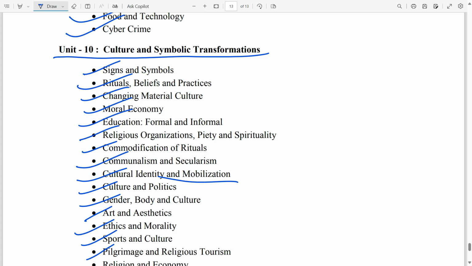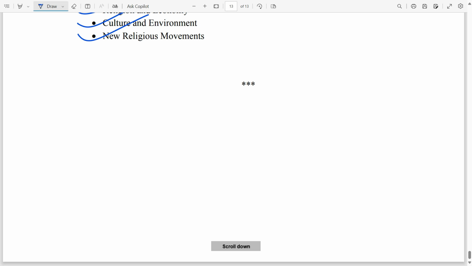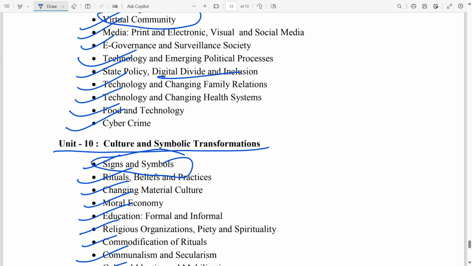So I am not going to tell you the detail about all the topics, because you can see from the names only what culture and politics are. You have to learn these, because this is an introductory lecture, so I can't teach you here the main meaning and definition of all these topics and subtopics. Religion, economy, culture and environment, religious movement. So these are the different topics which we have seen in this paper 2.